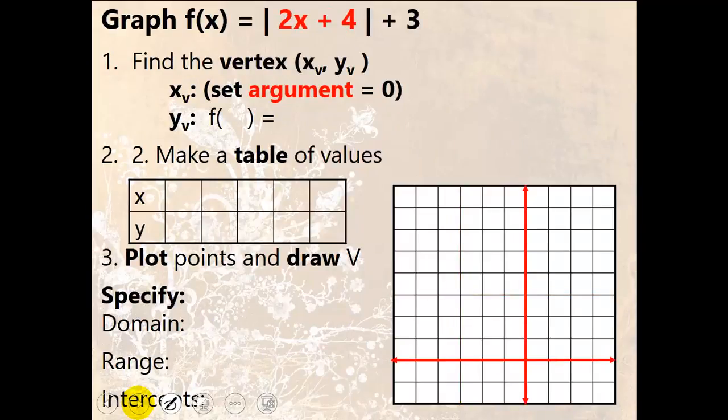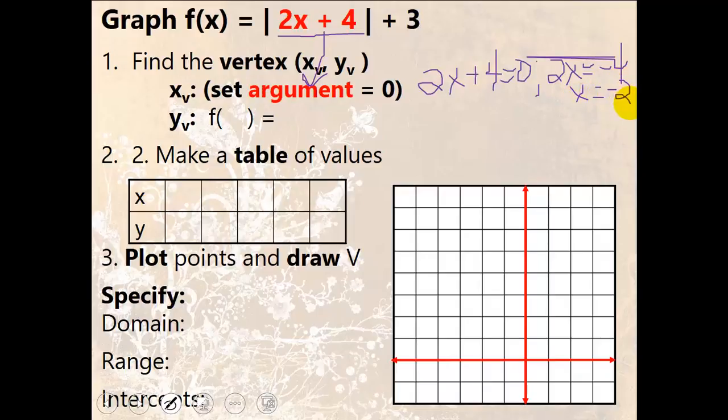Well, let's keep going. 2x plus 4 plus 3. So 2x plus 4 is my argument. This is my argument. All right? So I have to set that equal to 0 to find the x-coordinate of my vertex. So that means I get 2x is equal to negative 4, and x is equal to negative 2. And so then I'm going to plug that negative 2 in and calculate. So I get negative 4 plus 4, that's an absolute value, and then plus 3. So these go out, and it becomes 3. So my vertex is negative 2, positive 3.